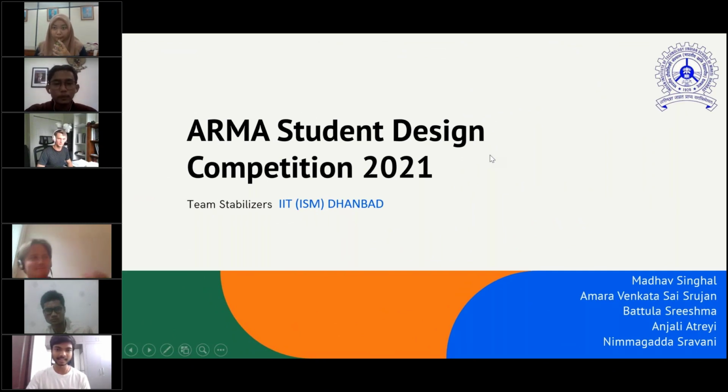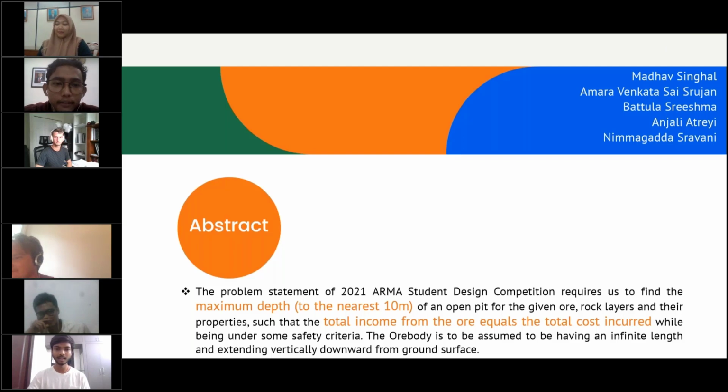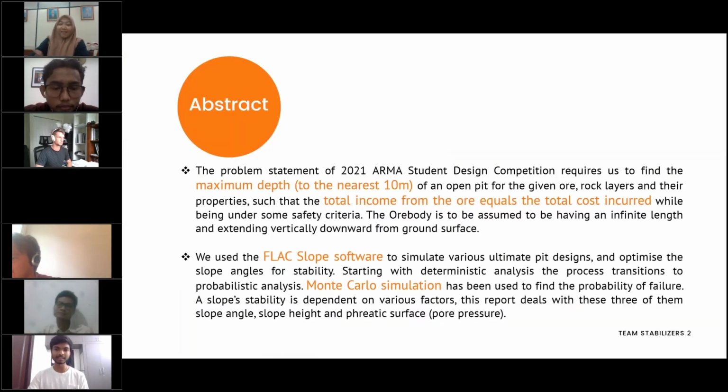Good day to all the judges, fellow finalists, and the attendees. We, Team Stabilizers, are a bunch of undergraduates from IIT Dhanbad, India, and here is our solution for the ARMA-SDC 2021 problem. The problem statement gave us some superficial data about the rock mass properties and the likes of coefficient of variation, costs, values, and other data. Using this data, we had to find the maximum depth to the nearest 10 meters under some constraints.